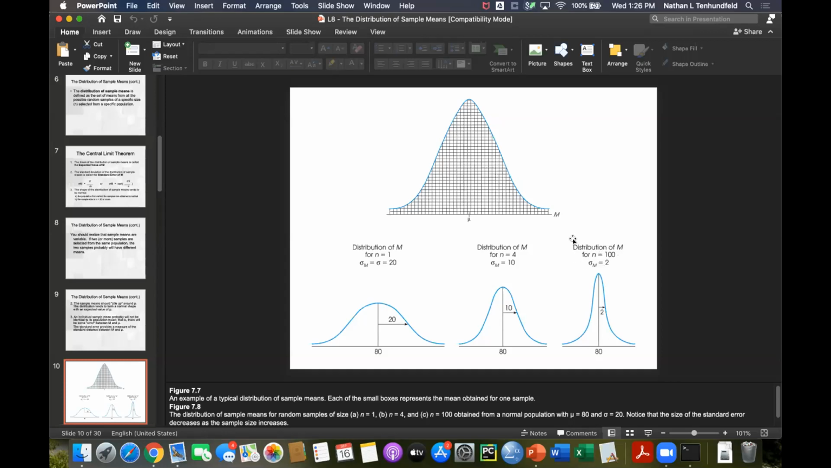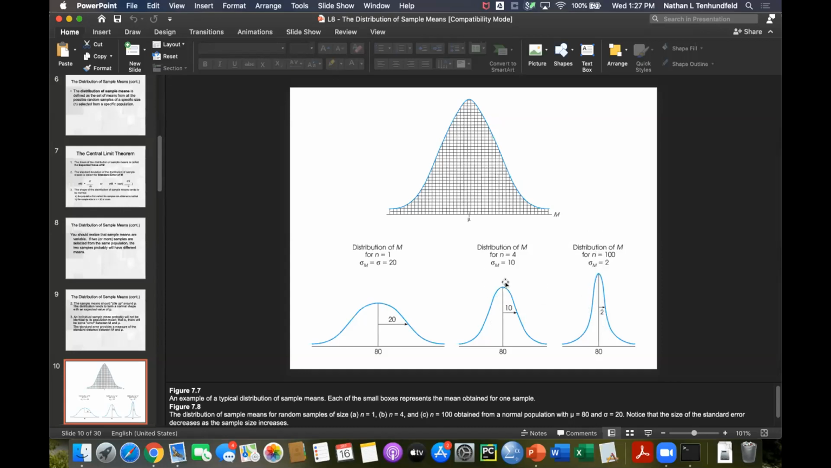And again, if we go to pull from that same distribution over here, but now we're pulling 100 people for every individual mean we're now going to plot, that standard error of the mean goes way down to just 2. Right? And again, this conceptually makes sense.